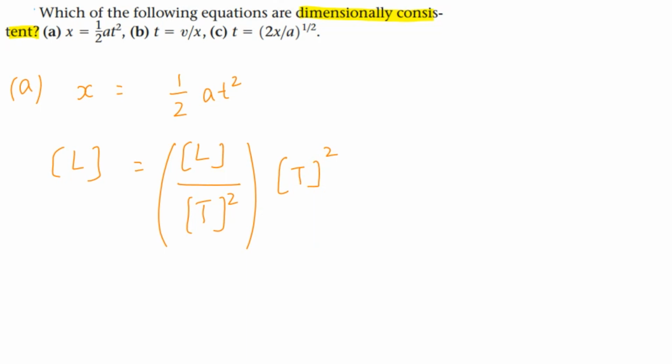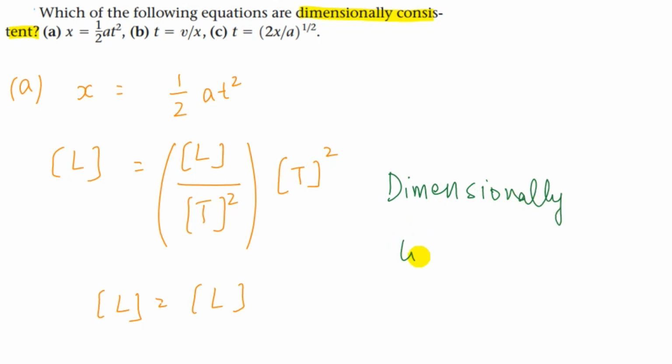Now here we see that this t square and t square will cancel out and we'll get L. Now here we see that the dimension of the left side of the equation is equal to the right side. Therefore, we can say that the equation is dimensionally consistent. So this was the solution for the first case.